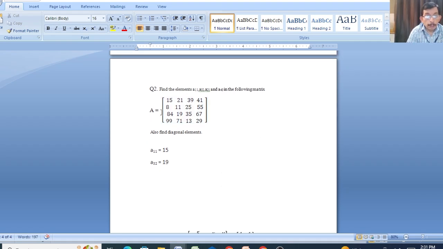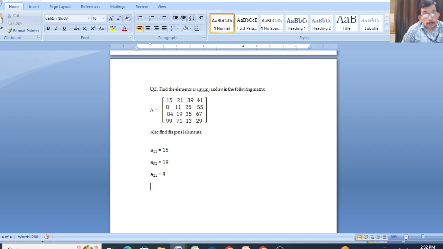Now A21. What is the meaning of A21? A21 belongs to the element in the second row, first column. The value of A21 is 8.